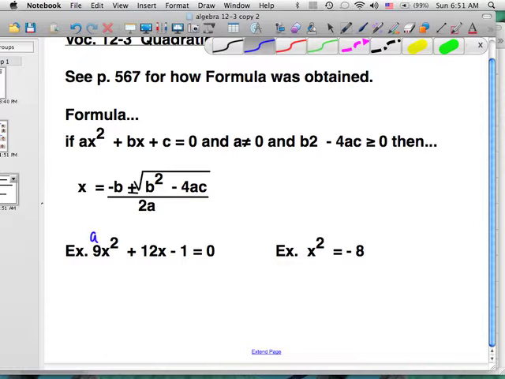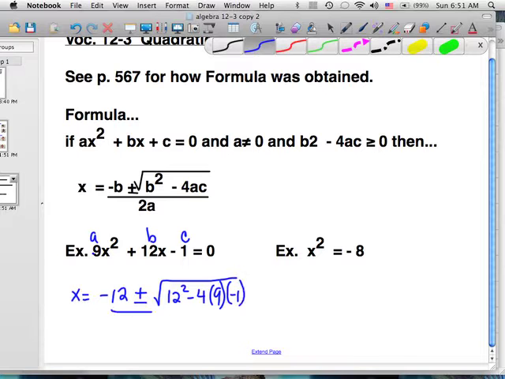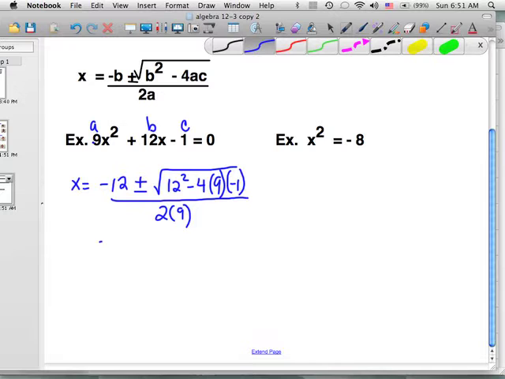So this is a, this is b, and this is c. So if I want to solve this and find out what values of x make this true, make it equal to 0, I have x equals the opposite of b, so that would be negative 12, plus or minus the square root of b squared, that would be 12 squared, minus 4 times a, which is 9, times c, which is negative 1, all over 2 times a, which is 9. So that's negative 12 plus or minus the square root of 144. Negative times negative is positive 36, over 18.